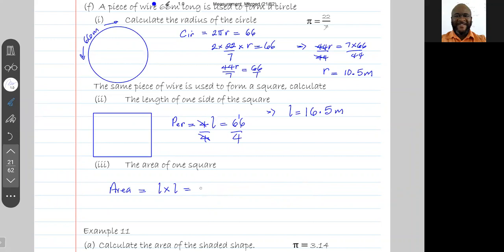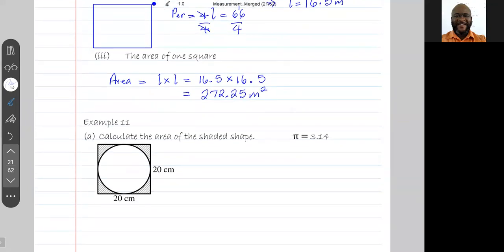So it's 16.5 times 16.5. And that would work out to be what? I'll tell you in a second. 16.5 times 16.5. I hate making errors. So the area is 272.25 meters squared. All right. So let's move on to the next question.